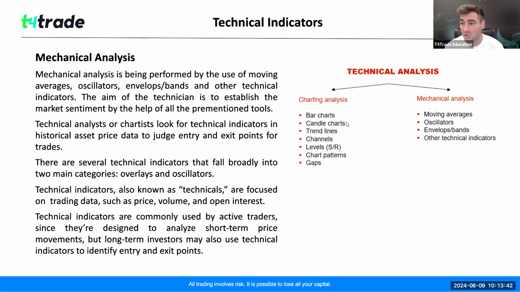In the prior webinar, we did charting. So yeah, this is the topic of the day. So mechanical analysis, what is it?